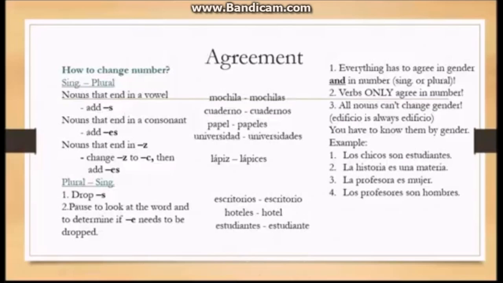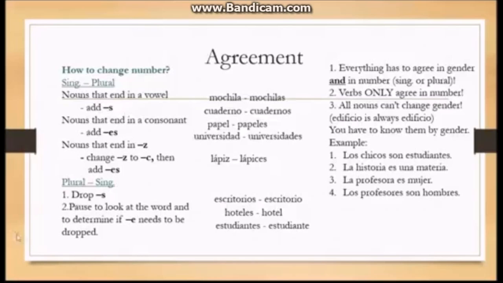Estudiantes ends in es. Drop the s and pause. Estudiante is what we're left with. Can we drop the e? No, because estudiante is the noun. If you drop it, estudiant isn't a word. As you look at the nouns, think about what you know about them.